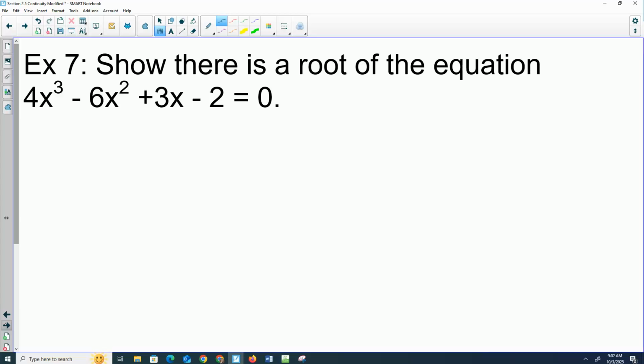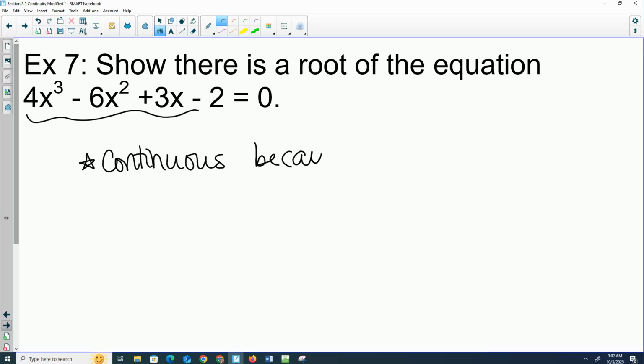So first statement we have to make. This is a polynomial. Polynomials are always continuous. So we need to state that. So I'm going to say it's continuous because it's a polynomial. If you don't tell me that it's continuous, then you can't prove anything.